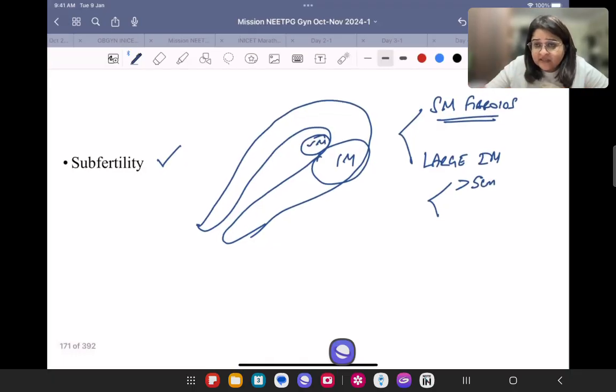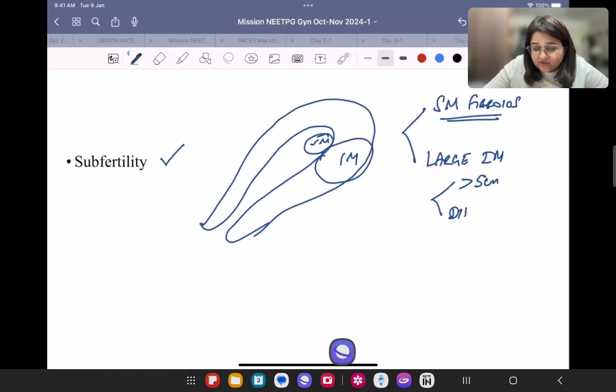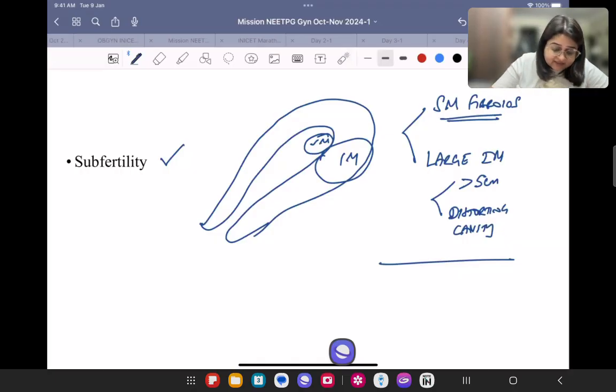Yes, hybrid also if it's large, Aditya, and hybrid will have a submucosal component, so it has to be removed. Or a fibroid which is distorting the cavity. So large intramural means a fibroid which is more than 5 centimeters or which is distorting the cavity.